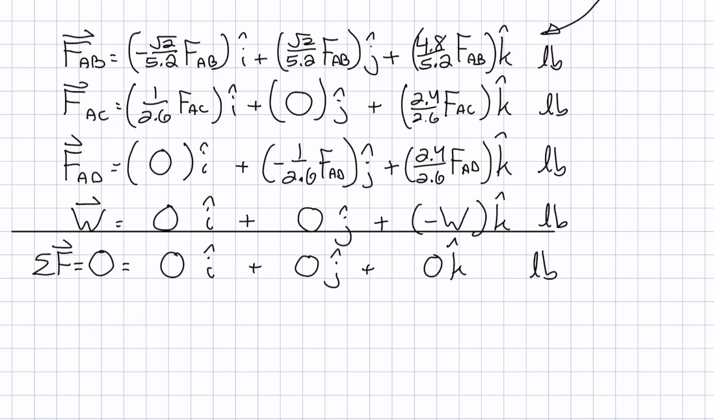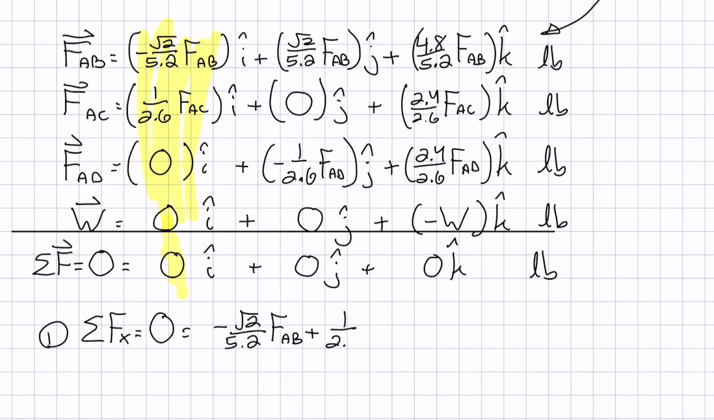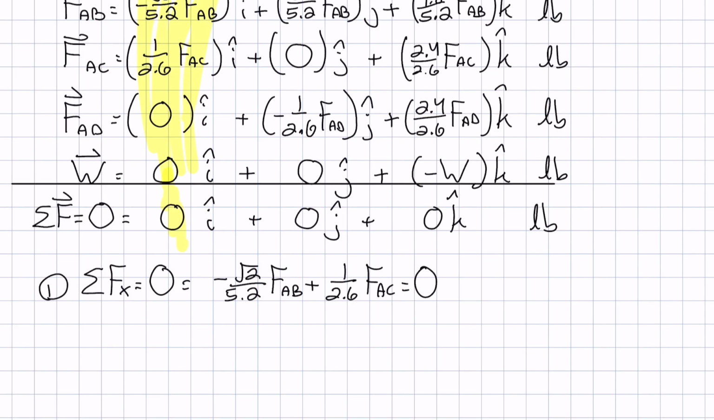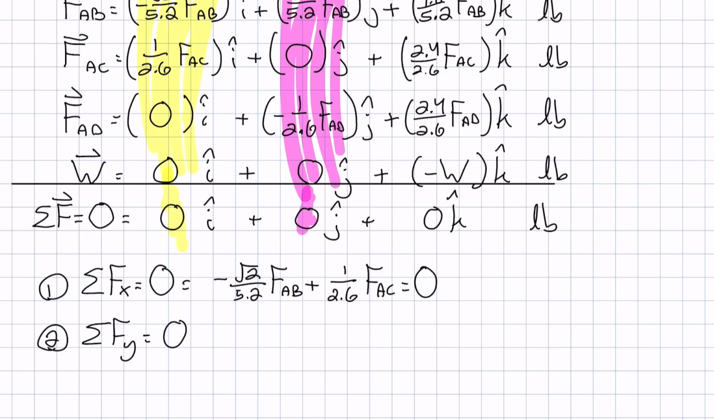So I'm going to add all the x components together here, making sure the sum of Fx equals 0. I'm going to highlight the ones in yellow here, add them together and set it equal to 0. So here's my x equation with all the terms added and set equal to 0. Now I'm going to do the same thing for all the y components. I'm going to highlight the ones I'm going to use here in purple, and then add all of those up, set them equal to 0, and I'll get the following equation.